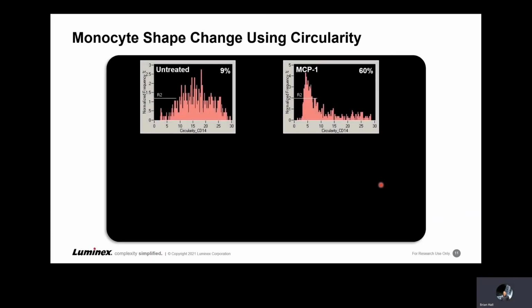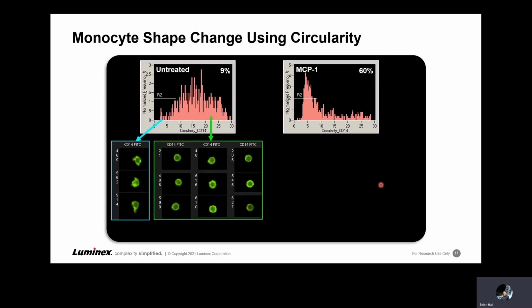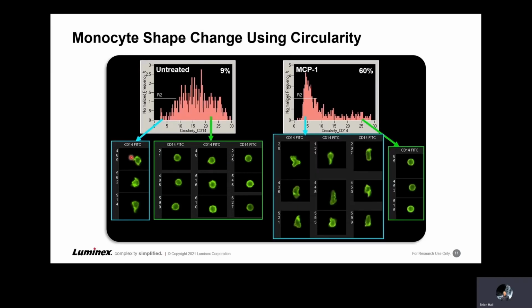Looking at my sample set, you can see that in the untreated sample, most of the cells have this round phenotype. About 9% of the cells have an oblong phenotype. But if I look after treatment with MCP1, you can see that about 60% of the cells are showing an oblong phenotype, meaning that they've responded to MCP1 and are effectively launching an immune response to the site of inflammation.